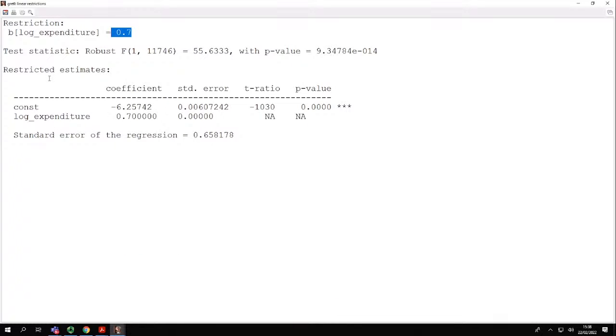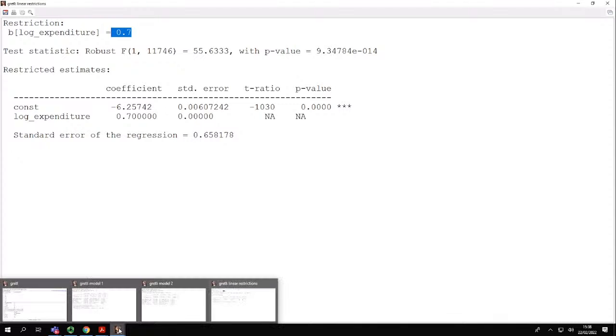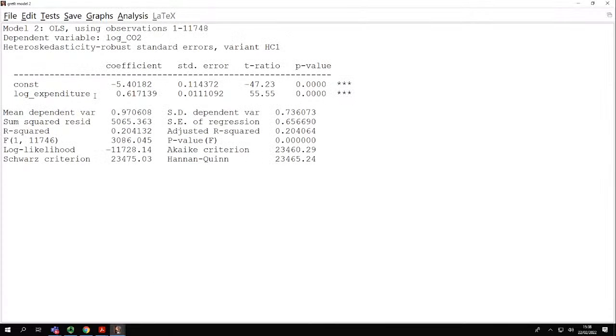0.06, sorry, let me come back. This estimator is just the elasticity of CO2 emission with respect to income. That's the end of the story. And I don't have strange, huge numbers here, which are not interpretable.